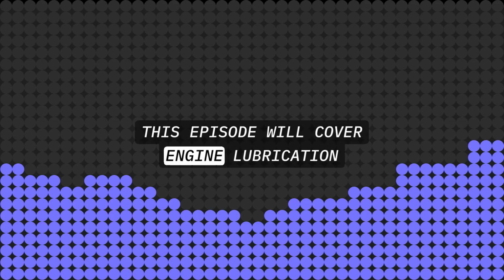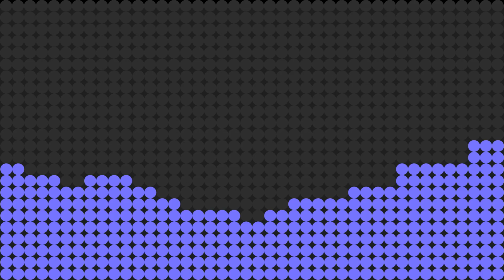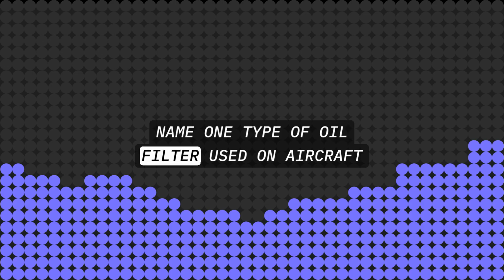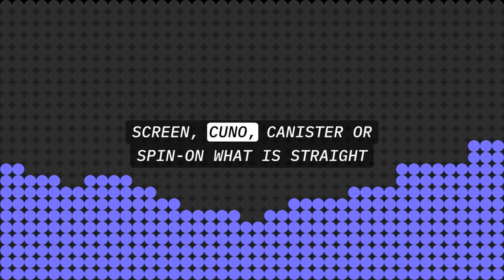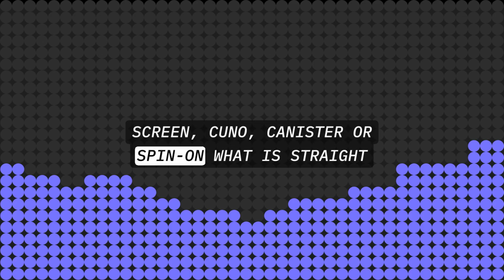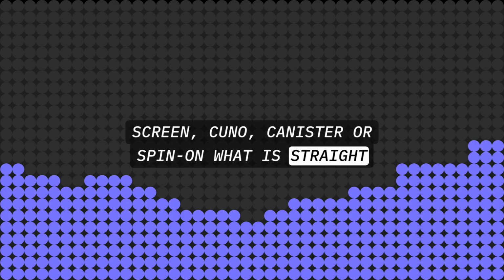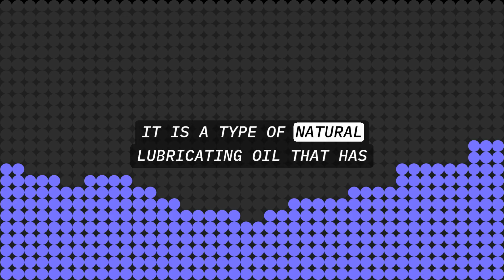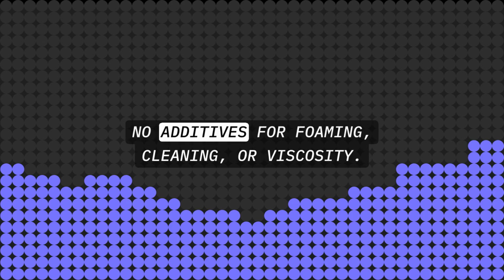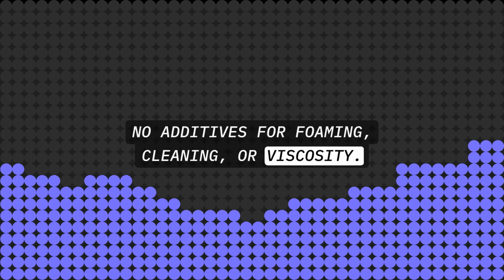This episode will cover engine lubrication systems. Name one type of oil filter used on aircraft engines. Screen, Kuno, canister, or spin-on. What is straight mineral oil? It is a type of natural lubricating oil that has no additives for foaming, cleaning, or viscosity.